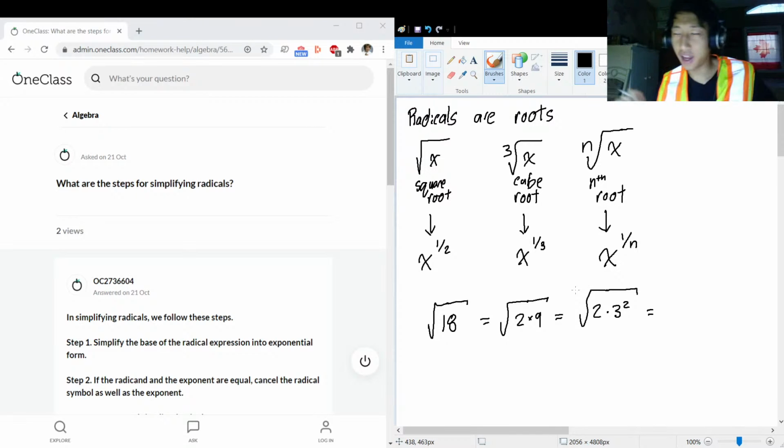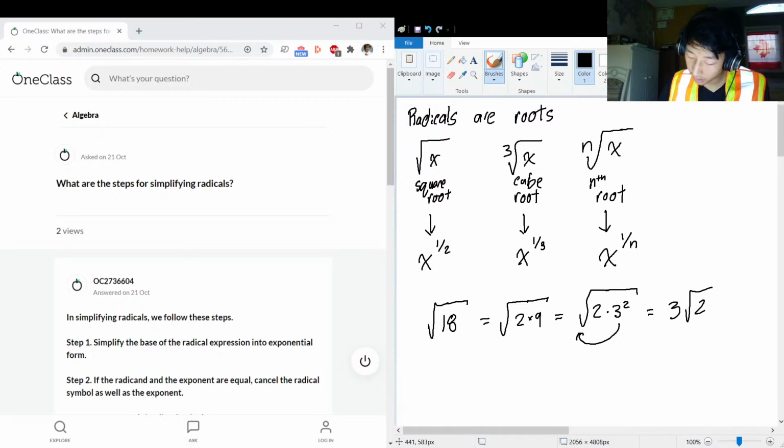So we can look inside. Hey, is anything inside of there squared? Oh, there's a 3 squared in there. That means we can pull it out and remove the square. And this is equal to 3 times the root 2. It's basically moving it out here and removing the square.